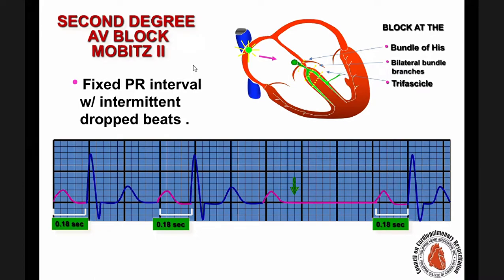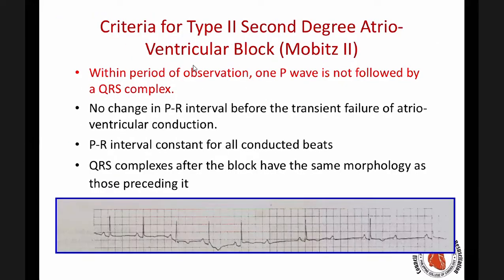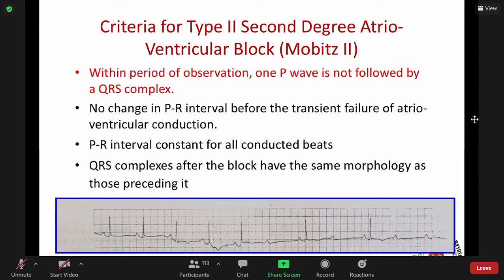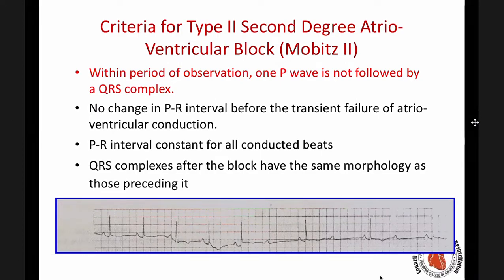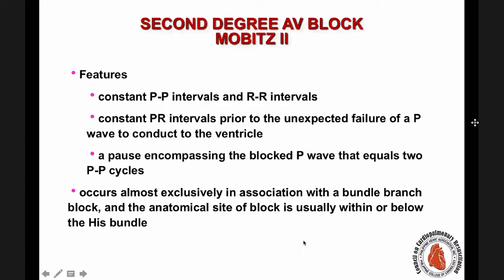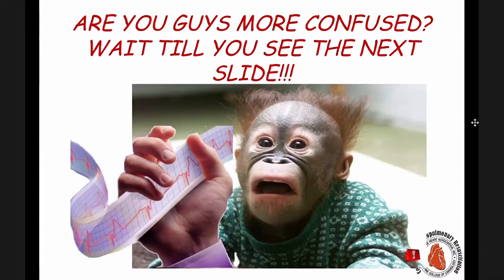Okay, so Mobitz type 2 has a fixed PR interval with intermittent drop beats. So normal yung P wave, but there is a P wave that is not followed by a QRS complex, and that's a drop beat. However, there's a fixed interval. So in this particular example, this is the P wave not followed by QRS. Then we look at the PR interval before the drop beat and the PR interval after the drop beat, second degree AV block type 2. Okay? Here, constant P to P intervals and R to R intervals. Nasabi ko na yan. Ito na mas mahirap because a third degree AV block is like difficult for most students.